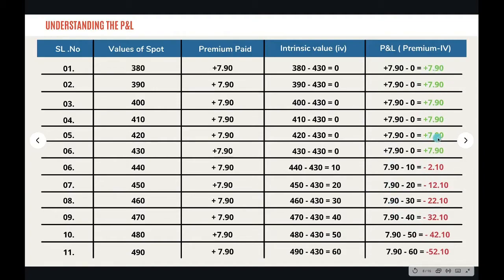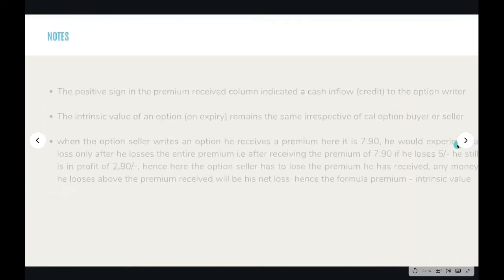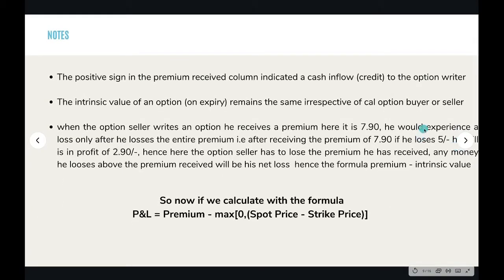Okay guys, so I hope you are understanding this chart. Now let's understand what exactly happened. The positive sign is that the premium received in the column indicates a cash flow, that is, a credit. As I said before, I'm receiving a premium, that is why the cash flow is credited to the option writer. The intrinsic value of an option at expiry remains the same irrespective of a call option buyer or seller. The intrinsic value is, as we said, that particular formula we used.